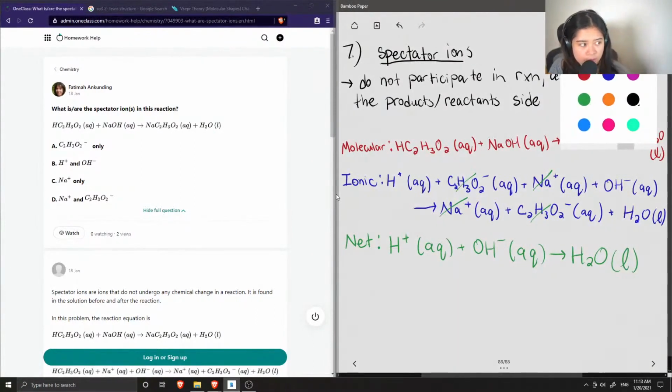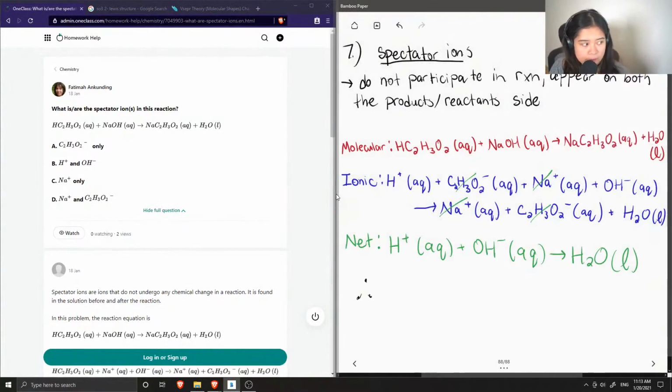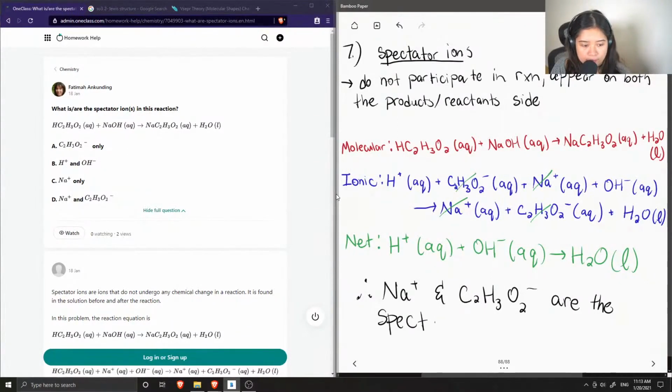So therefore, for this reaction, sodium plus and C2H3O2 minus are the spectator ions. They're called spectator ions because it's as if they're watching the reaction happening. They don't actually participate in the actual reaction. That's how it got its name.